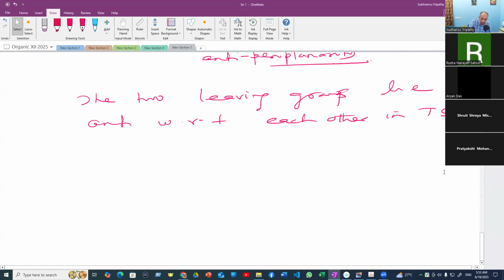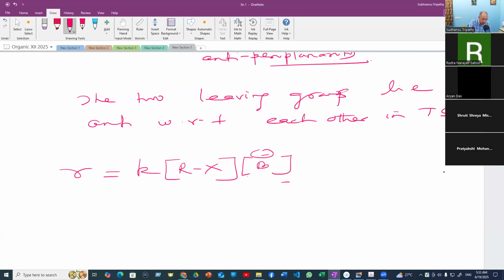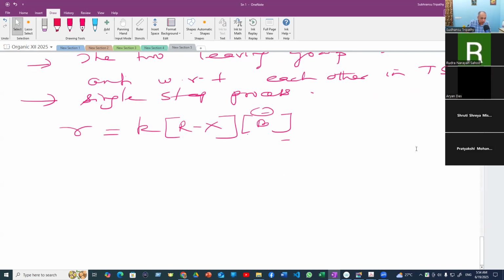And before that, let me tell you the rate law. Rate equals k times the substrate concentration times the strong base concentration. That is why it is E2. Although it is a single step process like SN2, E2 is also a single step process. That is why it is E2.